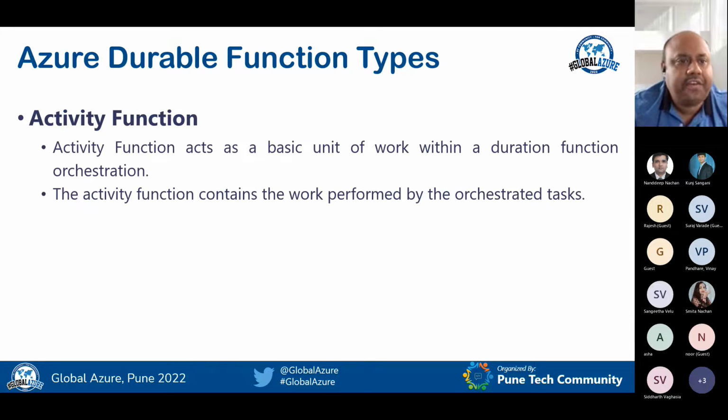The next one is the activity function. An activity function acts as a unit of work within the durable function. Each activity function acts as an individual unit which can perform a single task. Once it completes the task, it returns the response to the orchestrator function, and the orchestrator function collects the response and, according to the defined workflow, decides which activity function needs to be invoked next. The activity functions contain the work performed by the orchestrator function task. So these are the basic types of functions.